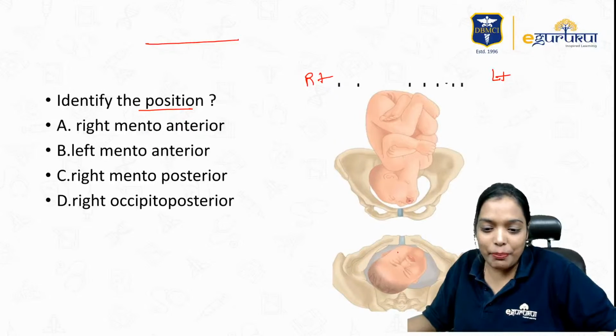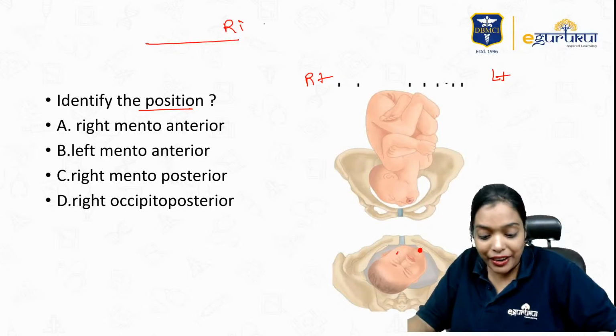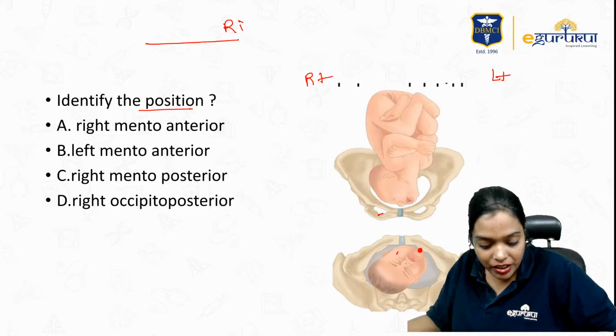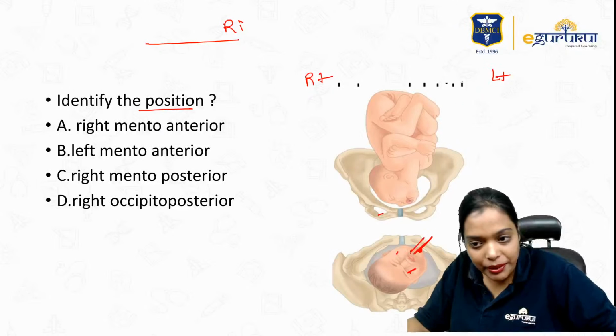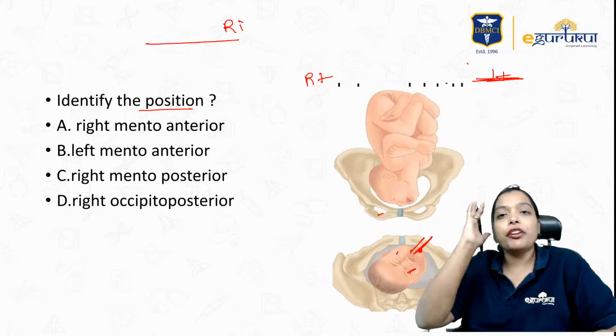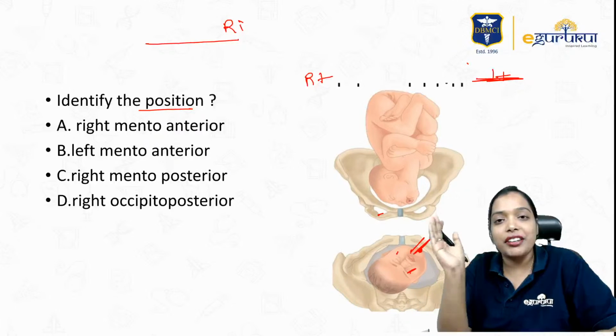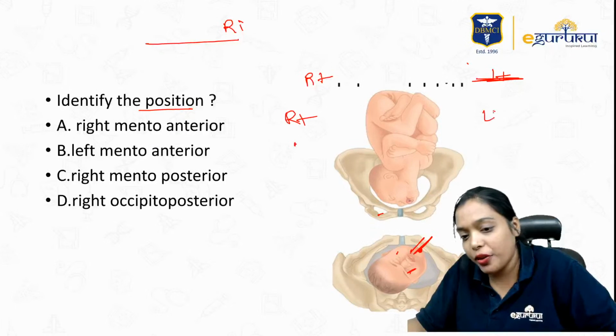If you observe, the mentum is here. The presenting part is the face. The mentum is towards the left side. Which side is the mentum? The mentum is first and foremost towards the left side, right? Always remember your right and the patient's right are opposite. So this is the right of the patient and this is the left of the patient.